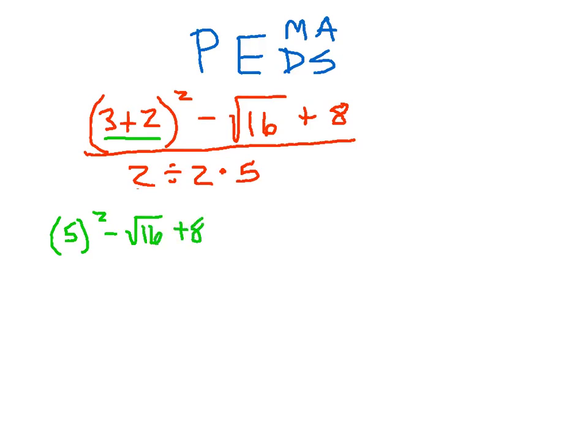Now as you practice these, you'll notice that you can do a few things in one step. There are a couple things you can simplify altogether. But let's just do it step by step and figure out what's going on here. Now, all the parentheses are taken care of. Let's take care of the exponents. Well, that's this part here. And roots are also considered exponents. So I'm going to simplify both of those. 5 squared is 25. Minus the square root of 16, which is 4, plus 8.